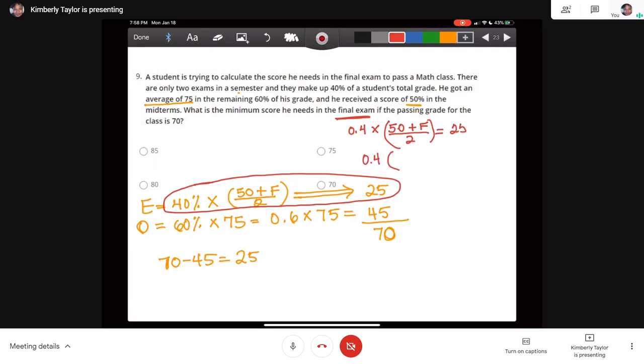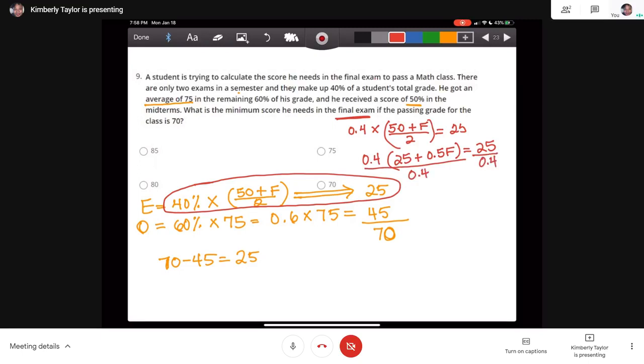50 divided by 2 is 25. And then this would be F over 1/2. So this is really going to be 0.5 F. Let's do it like that. That's what I'm going to do. And so now I can multiply, or I'm going to divide both sides by 0.4. Is that what I want to do? Yeah, let's divide both sides by 0.4.